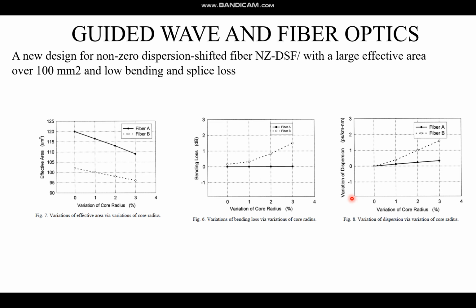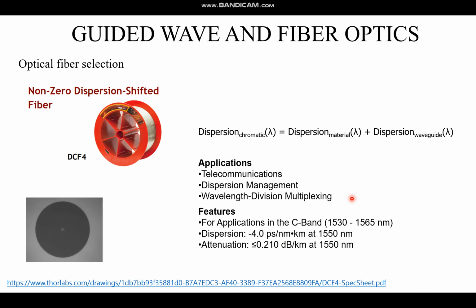So this process is to optimize the optical fiber structure and achieve good quality and good dispersion, or to control the birefringence and polarization as well. So I'm going to show you more practical examples. I searched SORAP, and I found non-zero dispersion shifted fibers.